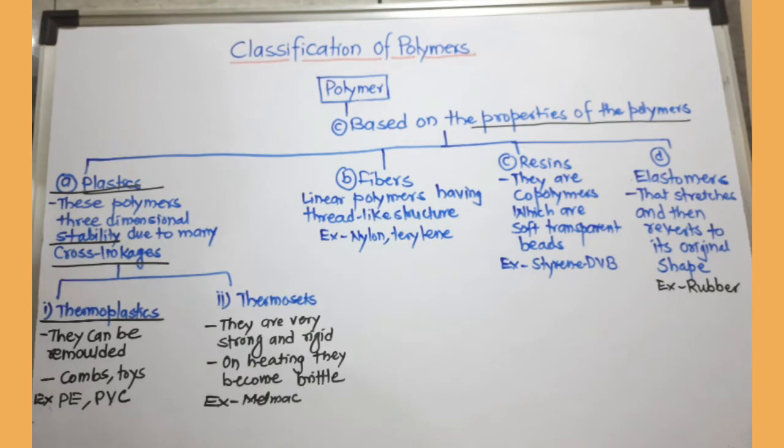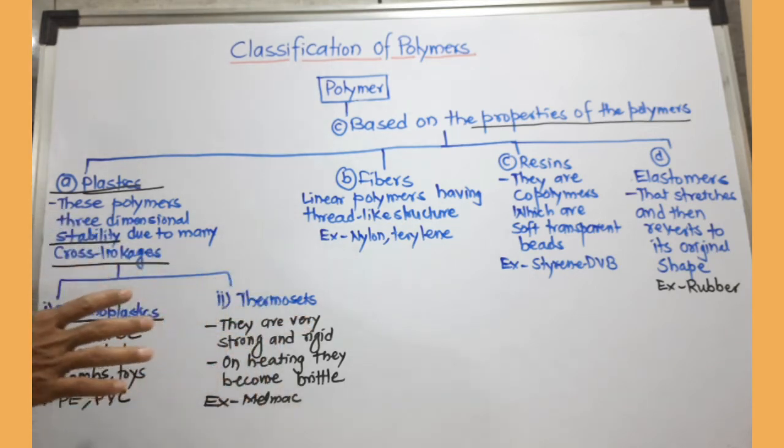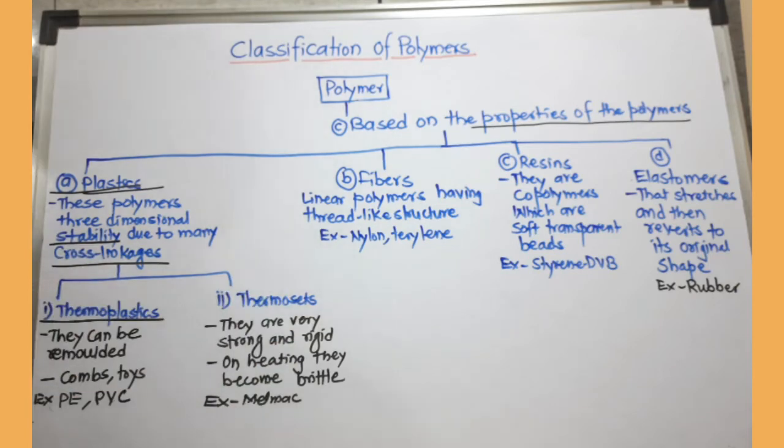And thermosets are very strong and rigid. On heating, they become brittle or decompose. So they cannot be remolded. See the difference between thermoplastics and thermosets. Thermosets, on applying heat, become brittle, or they can be decomposed on heating. So we cannot remold them. But in the case of thermoplastics, we can remold because on heating they become soft. Melamine is a copolymer of melamine and formaldehyde. So this is a very popular example.